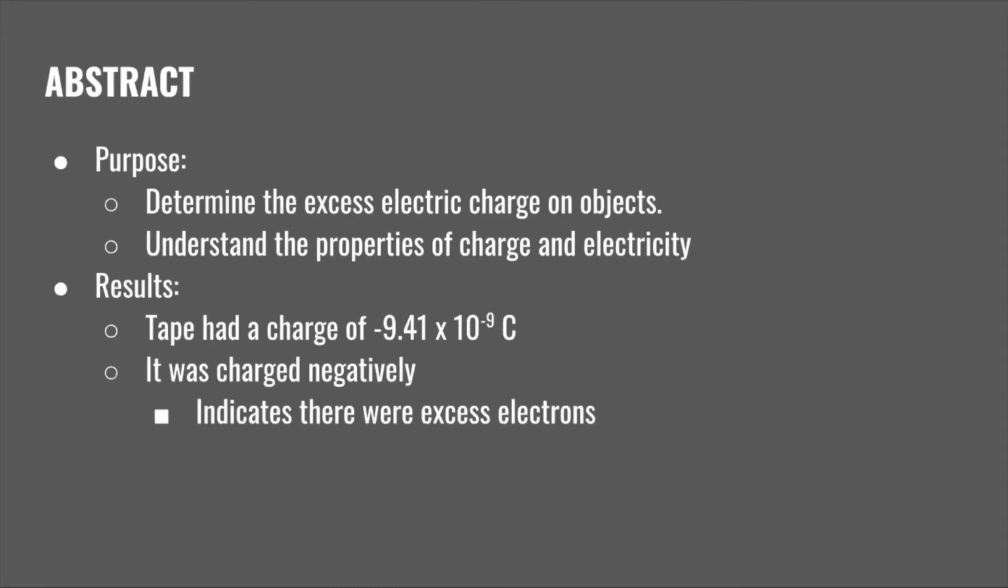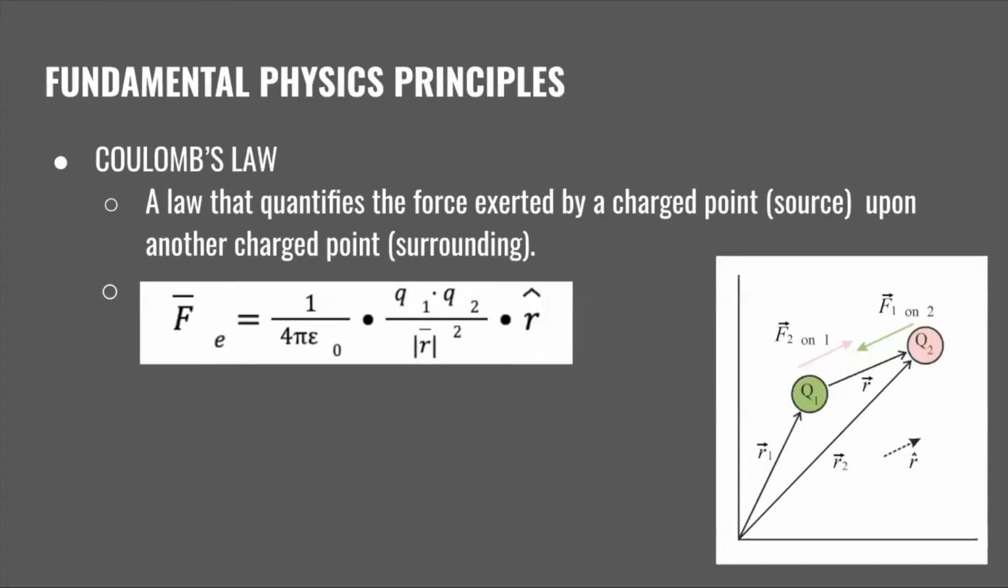To introduce, the purpose of this lab was to determine the excess electric charge on objects and understand the properties of charge and electricity. To give a preview of the results, the tape had a net charge of negative 9.41 times 10 to the negative 9 coulombs, meaning that it was charged negatively, indicating that there were excess electrons.